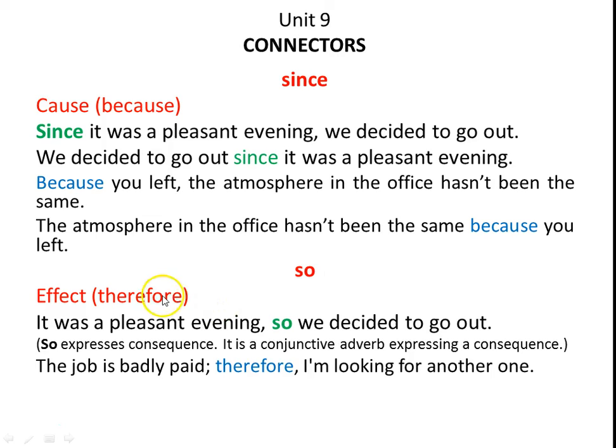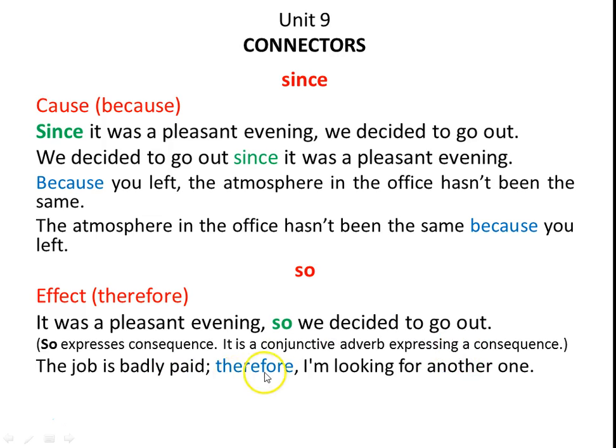However, so and therefore, which refer to the effect of the action, are used only the following way. The connector so is joining two independent sentences in this example. It was a pleasant evening. We decided to go out. It was a pleasant evening, comma, so we decided to go out. The connector so is used after a comma and it is joining two independent sentences. So expresses consequence. It is a conjunctive adverb that expresses a consequence.